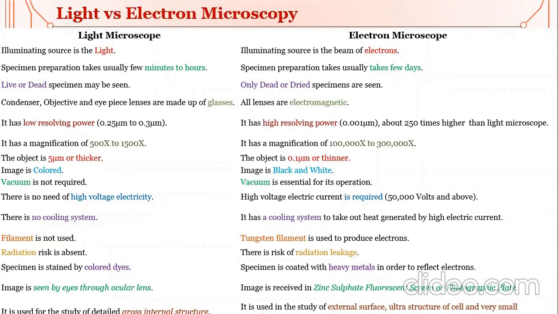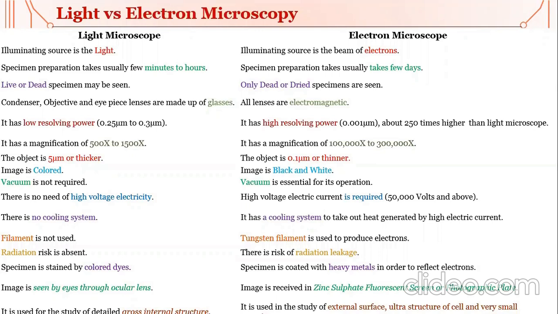In a light microscope, radiation risk is absent. Radiation is produced by the release of electrons, the jumping of electrons from the orbit of the atom. So in light microscopes there is no risk of radiation, but in electron microscopes an electron could be jumped from the atom. That's why there could be a radiation leakage.